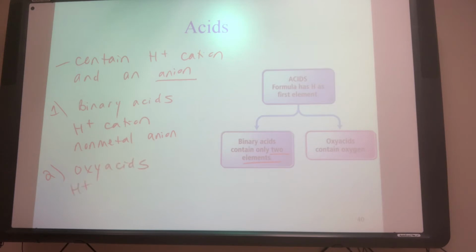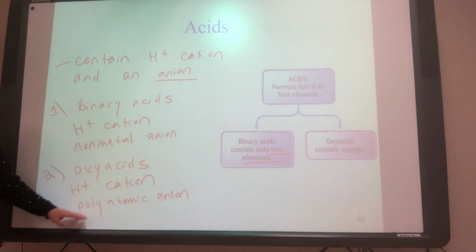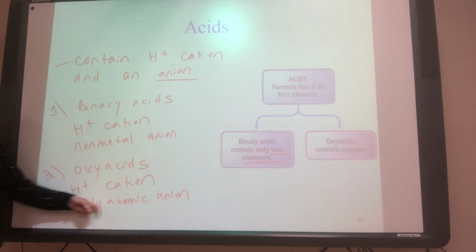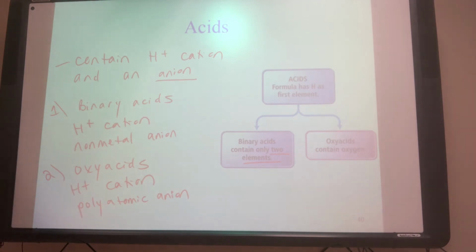The second type are oxyacids. They have the H plus cation because everything has that. But instead of it being a nonmetal anion, their anion is going to be a polyatomic anion. So you're going to end up having more than just two. Because remember, polyatomic means multiple atoms. So you'll have the H and then a bunch of different elements here. Most of the time, these polyatomic ions contain oxygen, and that's where we get the name oxyacid from.